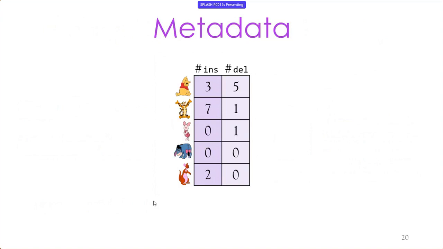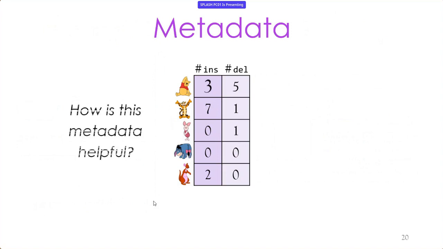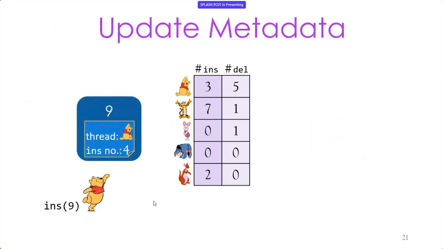This is our metadata. It's an array with 2 cells per thread, an insertion counter and a deletion counter. So this 3, for example, means that Pooh has so far successfully inserted 3 items to the set. All right, so how is this going to help us? Let's look at an example. Let's say that Pooh wants to insert 9 to the set.